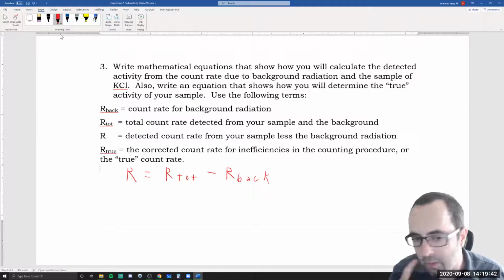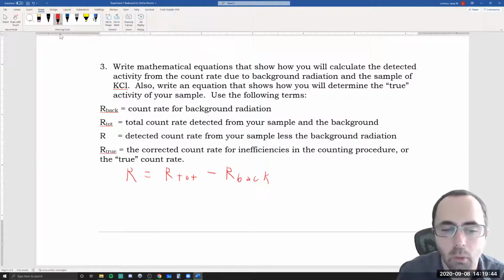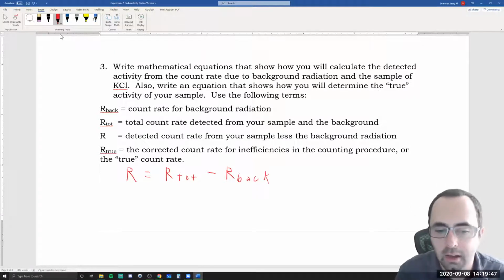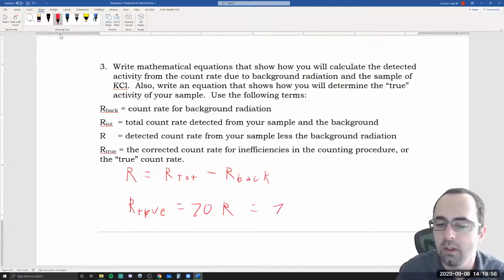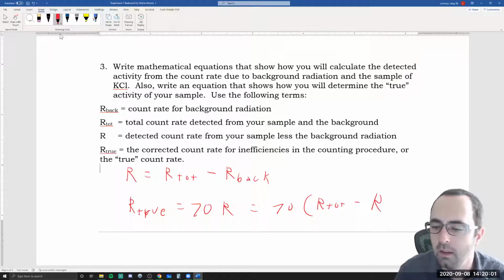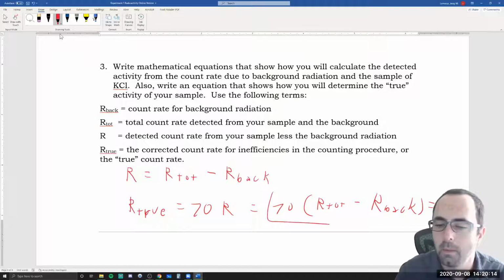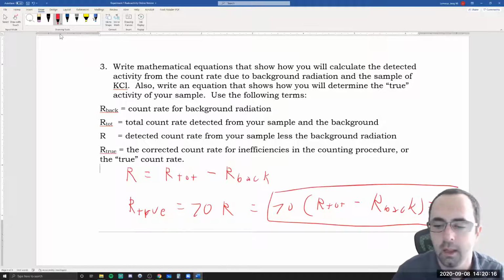And then not only that though, but R is only the ones that reached our detector. So our R true is going to be 70 times our R, or 70 times the total radiation minus the background radiation, like that. And so this is what we're going to use. We're going to get R true in this fashion. And that's how we're going to get it from our data.